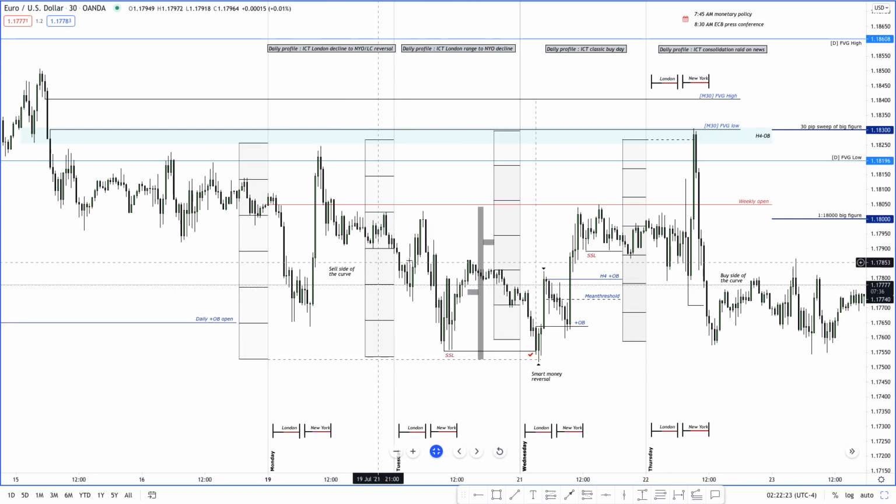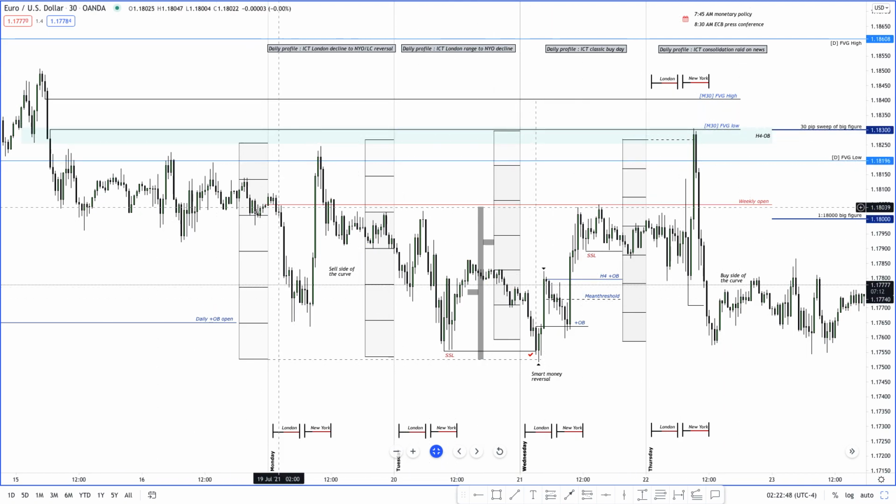So the daily profile for Tuesday was the ICT London range to New York open decline. Now I still hadn't seen what EURUSD really wants to do up until Tuesday, so I was just sitting on my hands. On Tuesday, after taking out this low, I saw that we can actually pull back maybe up into these levels in premium and then have a sell-off.